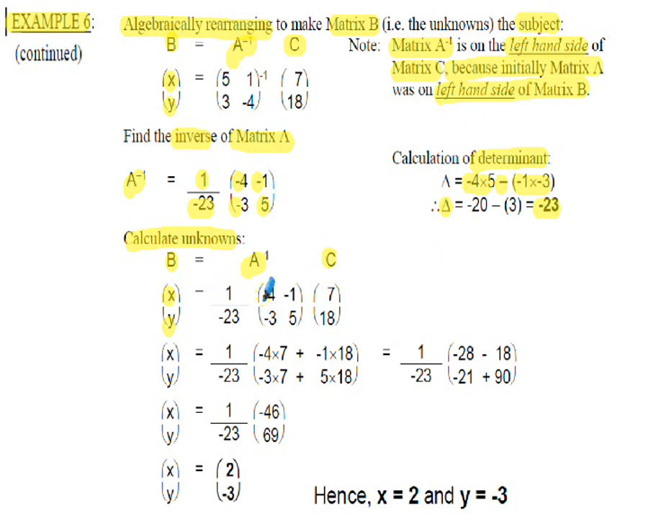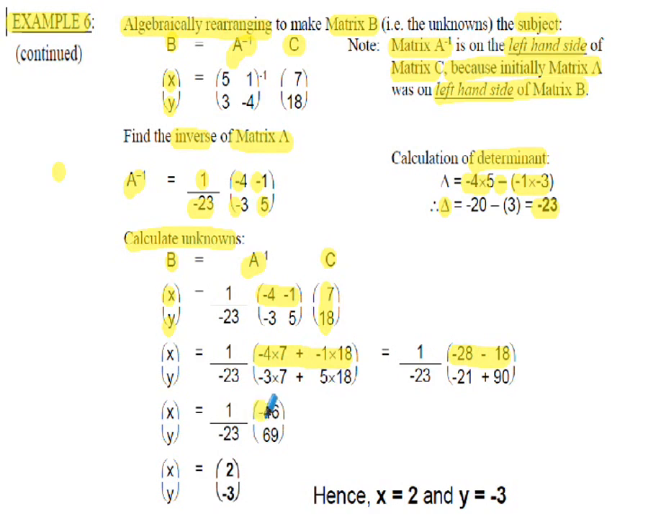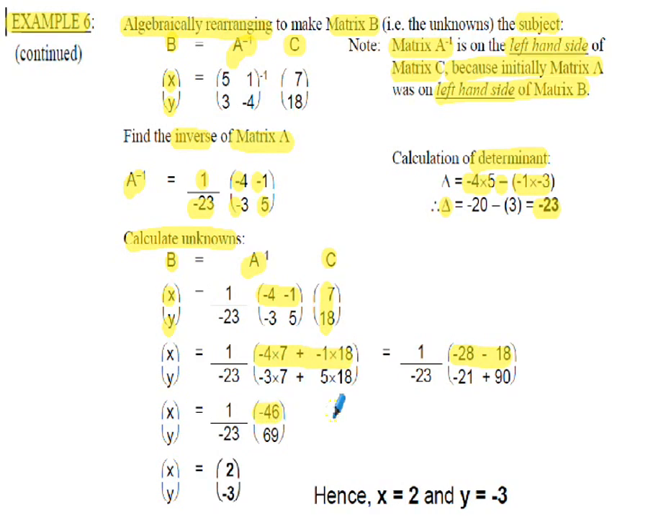So taking the first row in the inverse matrix, multiply it by the column of matrix C. So that will give us this sum here, negative 4 multiplied by 7 plus the negative 1 multiplied by 18. Be careful of your signs when you're doing calculations. That eventually evaluates to negative 46 for this element.